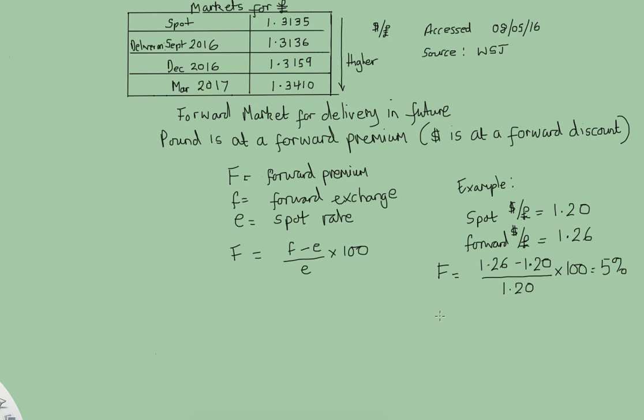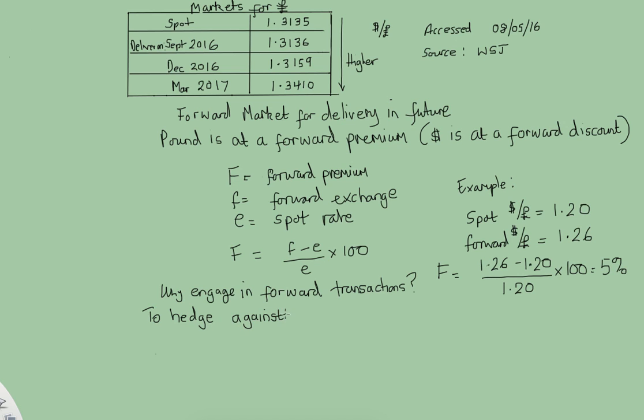So then the next question is why engage in forward transactions? And there are two main reasons. The first one is to hedge, and hedging means the avoidance of risk. That's why they're called hedge funds. Technically they're supposed to avoid risk. To hedge against exchange rate risk.